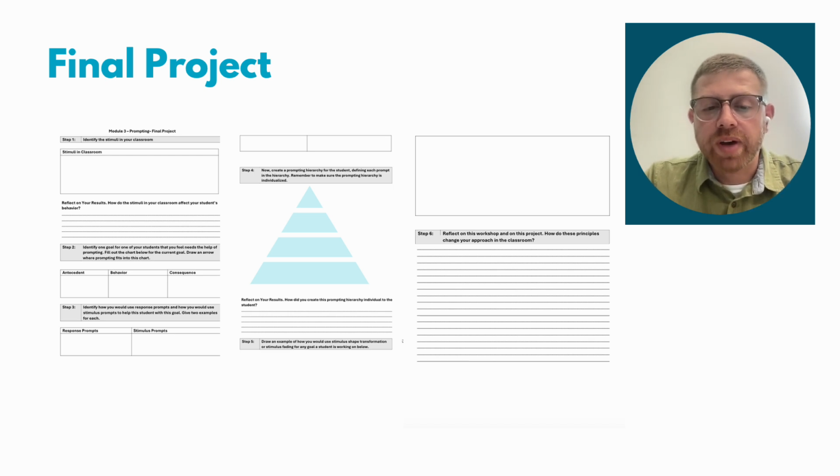Next, you're going to draw an example of how you would use a stimulus shape transformation or stimulus fading for any goal that a student might have. And then last, reflect on the workshop and on this project and how these principles are likely to change your approach in the classroom.